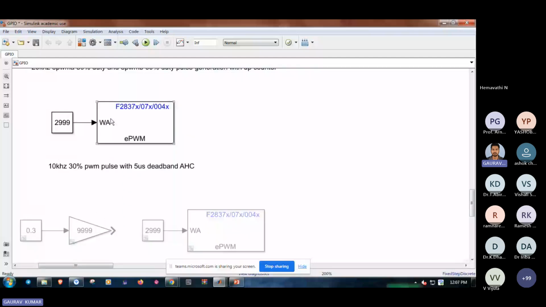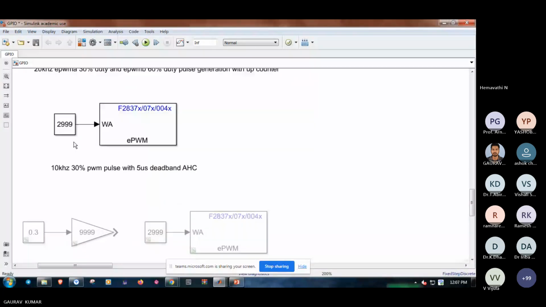Okay, so this is the EPWM module I have taken. This is a 10 kilohertz PWM which we generate first. For 10 kilohertz, this is the up mode. So in up mode, we have to give 2999. You can find it as 1000 kilohertz divided by 10 kilohertz. This is the compare value. For 10 kilohertz, it is 4 times.